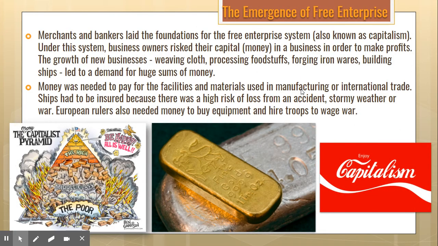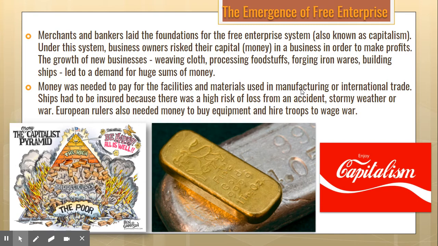All right, the emergence of free enterprise. So merchants and bankers laid the foundation for free enterprise. So they're the ones who really start free enterprise. Merchants, people who sell things, and bankers, people who invest in things. And this, of course, is called capitalism. Under the system, business owners risk their capital. So in capitalism, you risk your capital, you risk your money in a business in order to make profit. The only reason why you're risking your money is to make profit.